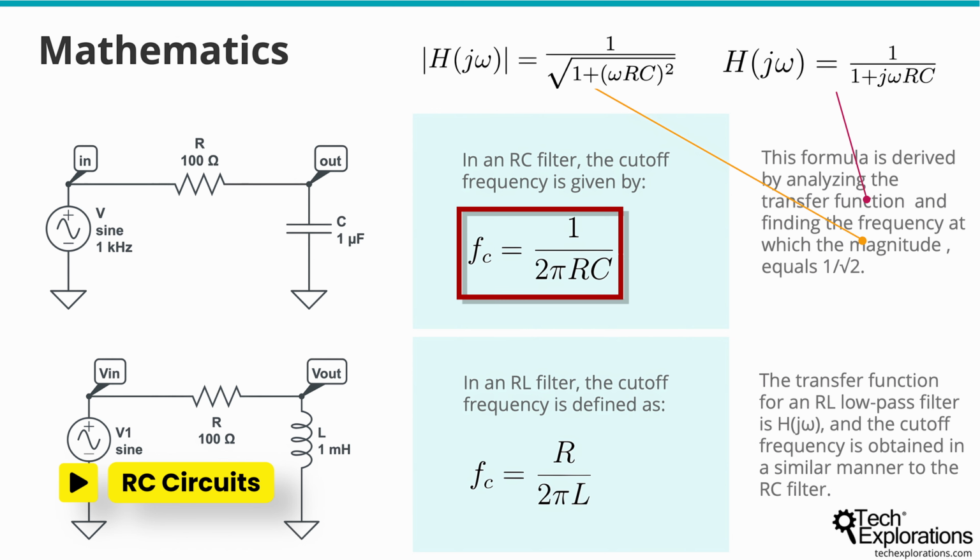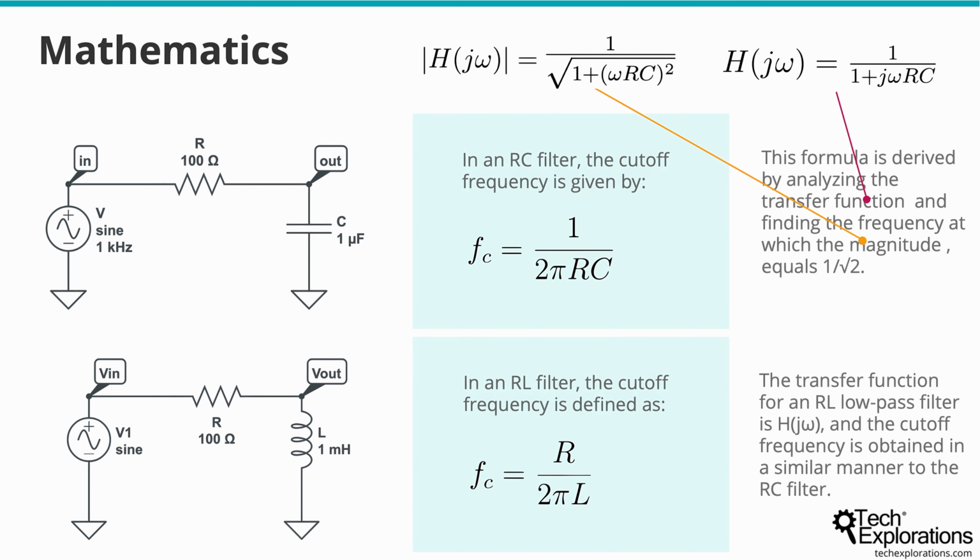In an RC filter, the cutoff frequency is given by this formula where Fc, the frequency for cutoff, equals 1 divided by 2 times pi times R times C. You've seen this formula several times in the past in previous lectures. Again, R is the resistance and C is the capacitance. And the formula is derived by analyzing the transfer function, but I'm not going to get into this now because we've talked about it in previous lectures.